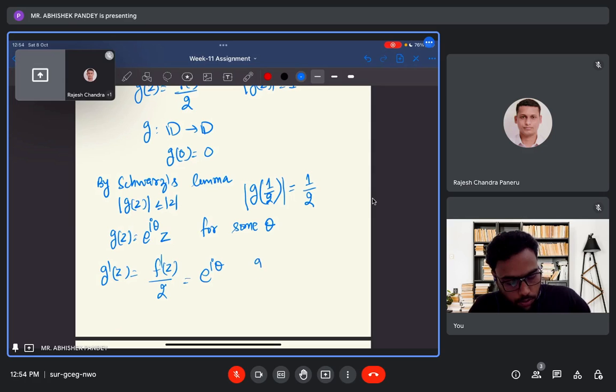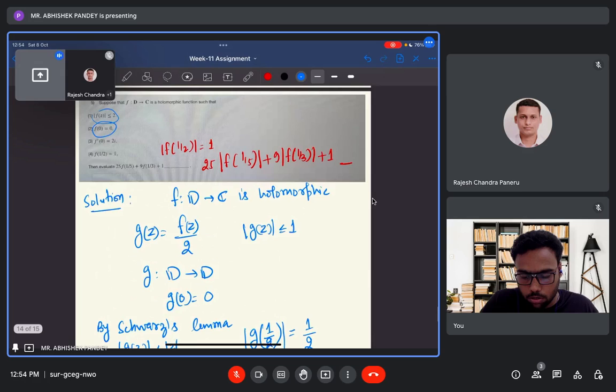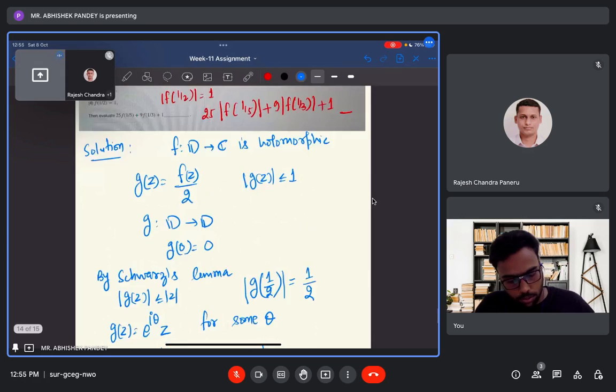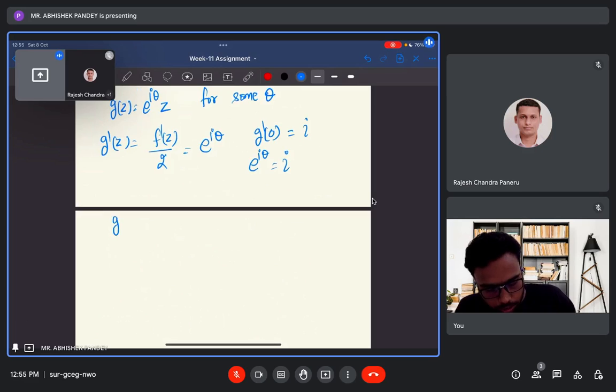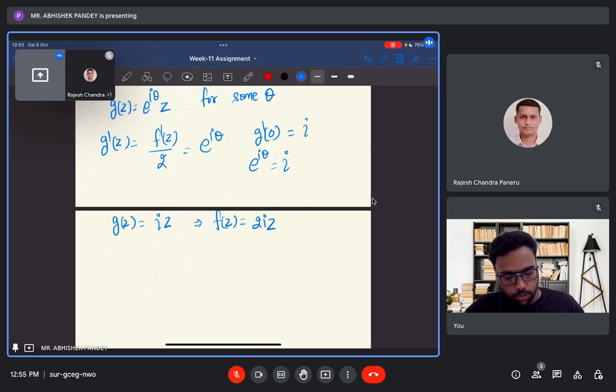Also what will be g dash 0? g dash 0 is nothing but 2i by 2, so g dash 0 is nothing but i. So what you will get, e to the power i theta is nothing but i. So g(z) is nothing but i z. So this implies f(z) is nothing but 2i z.